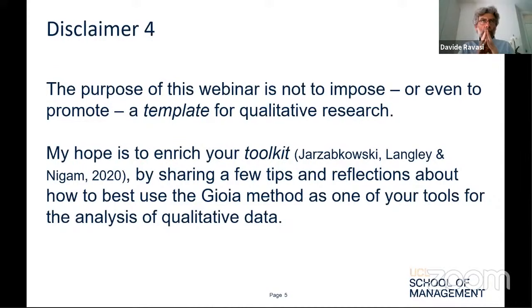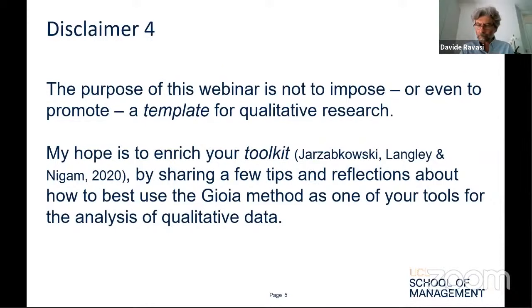And my concern here is not so much promoting the use of this, but trying to make sure that if you want to use it, you use it well. Because as a reviewer and as an editor, I often come across papers that say we use the Gioia method, or somehow they don't say it, but they clearly hint at this method, but they just don't do it right. And that's fine, but then you have problems. And hopefully the tips and advice that I'm going to share will help you in that direction.